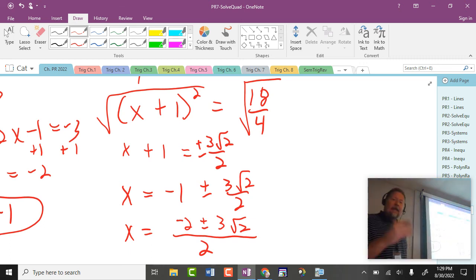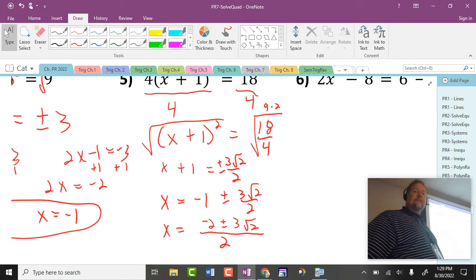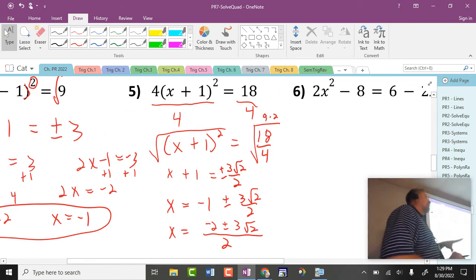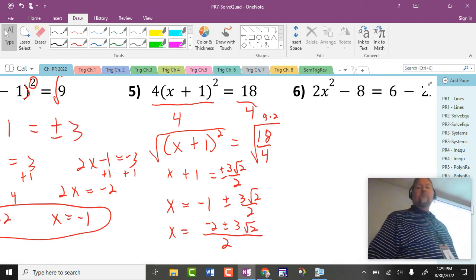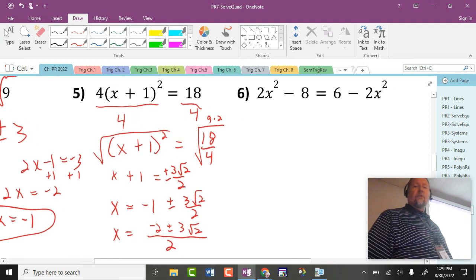Must. So again, look at how fast this is. Just had to divide by 4. I had to square root both sides. Don't have to deal with the quadratic formula. Don't even have to think about factoring. So on and so on and so forth.